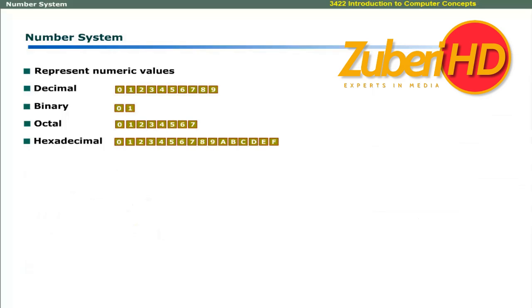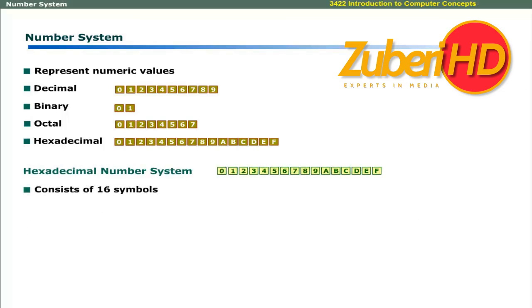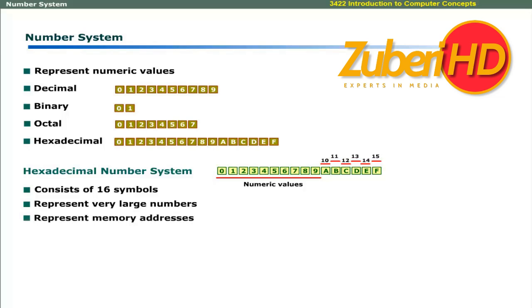The last number system in our discussion is hexadecimal number system. There are 16 symbols in this system. The symbols from 0 to 9 represent their numeric values, and the alphabets A, B, C, D, E and F represent values 10, 11, 12, 13, 14 and 15. Hexadecimal numbers can represent very large numbers. These are used to represent memory addresses.